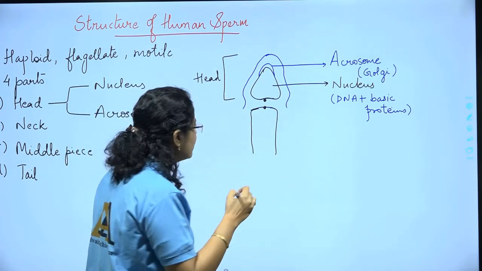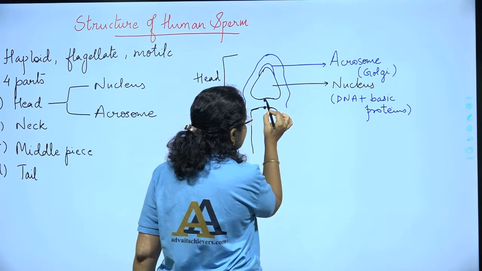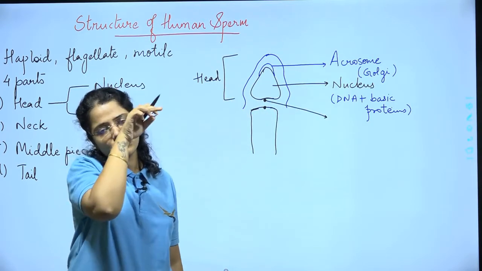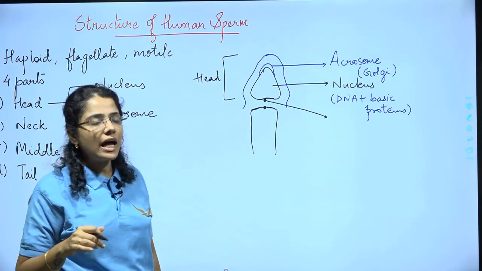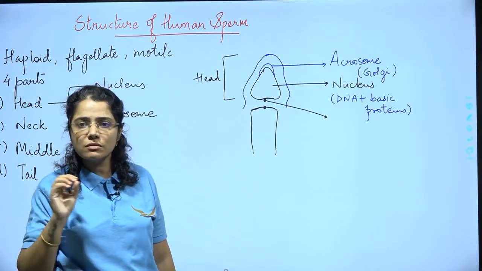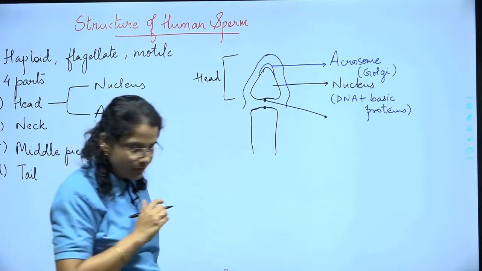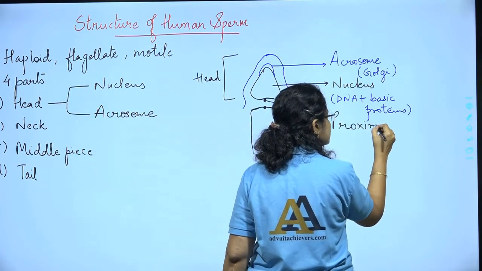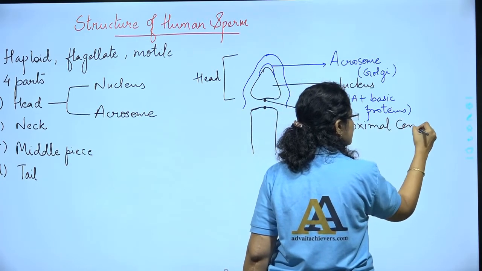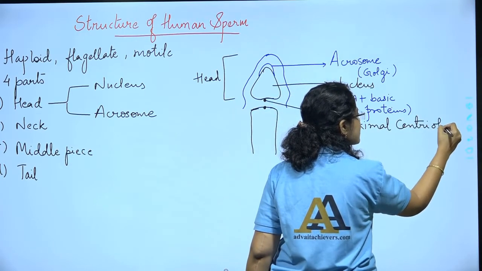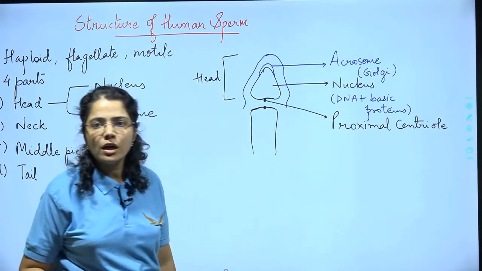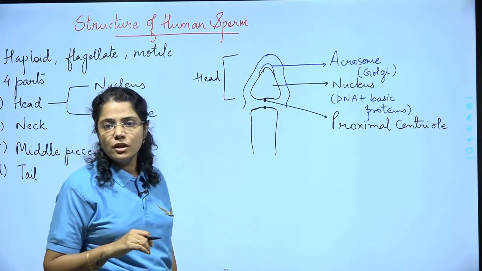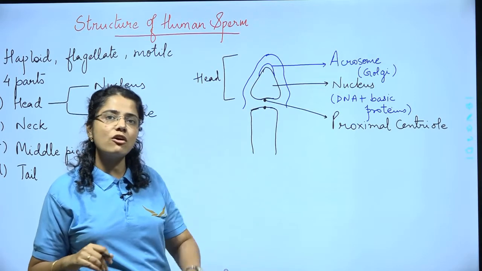Okay, so as I said, the dot which we have made in the depression of that nucleus is the proximal centriole. Okay, so this is the proximal centriole. And what does the proximal centriole do? The proximal centriole forms the spindle during the first zygotic division.